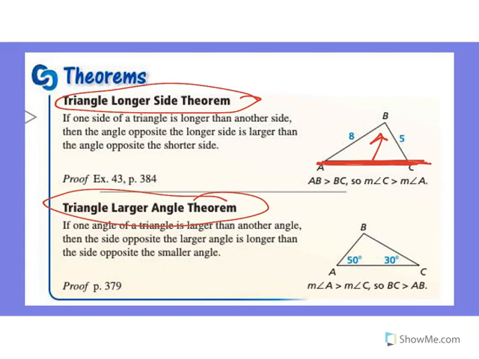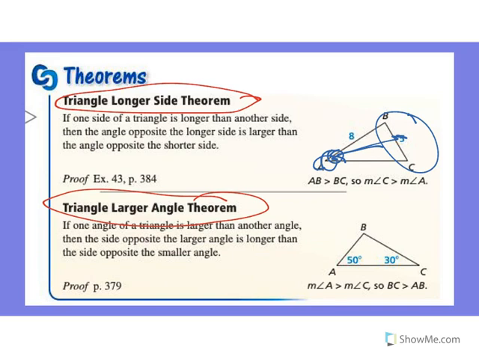If this is the shortest side, then that's the smallest angle. Smallest, opposite, smallest. If you think about it, it kind of makes sense, okay?